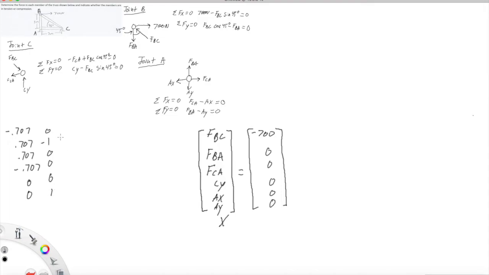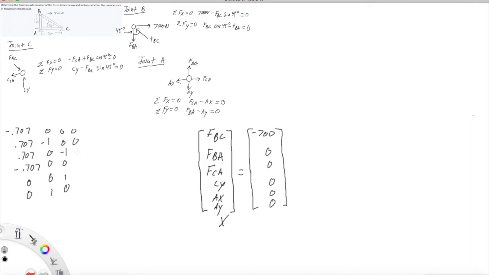Okay, and then we keep going down the list. So we have FBA. Is FBA in the first equation? No, so it gets a 0. Is it in the second equation? Yeah. So we give it a -1, okay? And then for the third, fourth, and fifth, it's not in there, so we give it 0. And then for the last equation, we have FBA multiplied by +1.